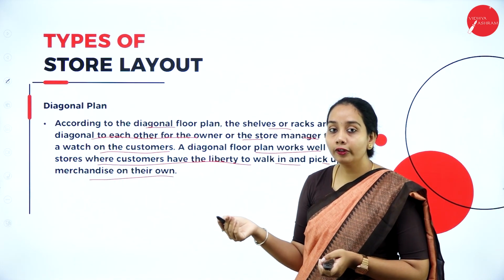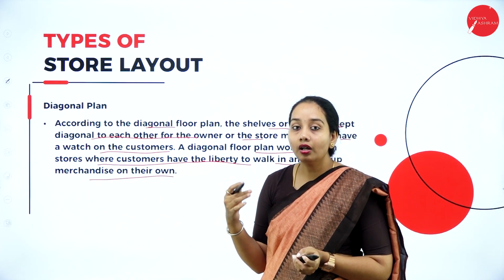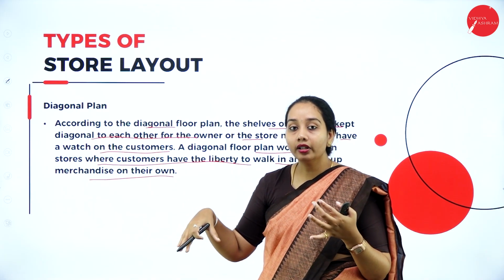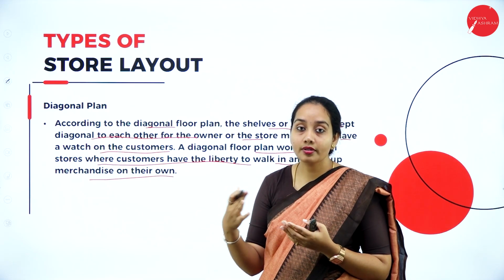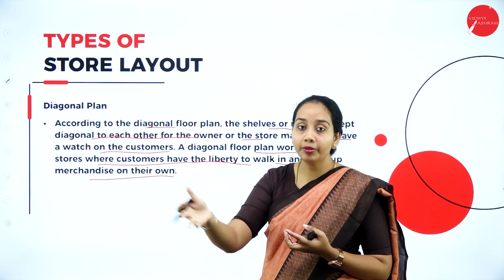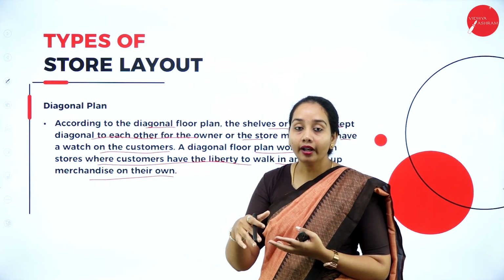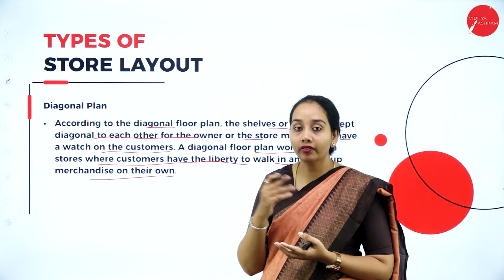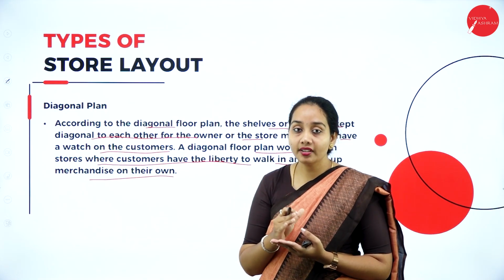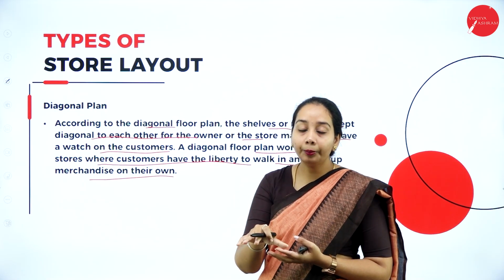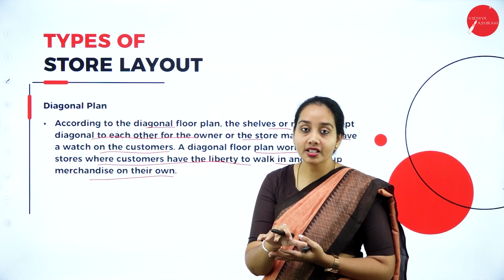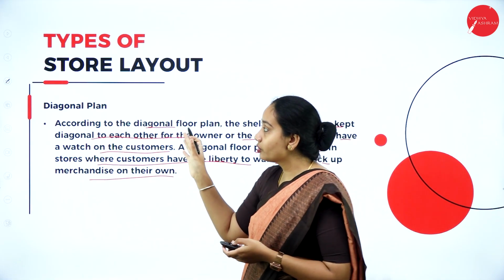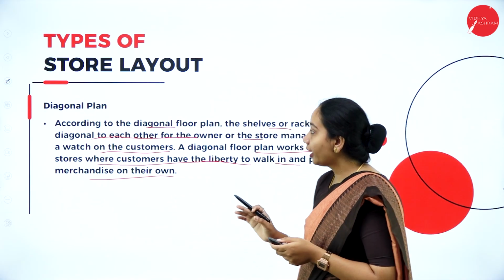You can see these kinds of diagonal plans in an IKEA store, where it's a very large store, and you can also give the example of Decathlon. In a very large store, people get into the market area very freely, and they can walk and pick whatever products they choose. In such cases, proper surveillance of consumers is difficult, so that is why the racks are placed diagonally. This kind of plan is called a diagonal plan.